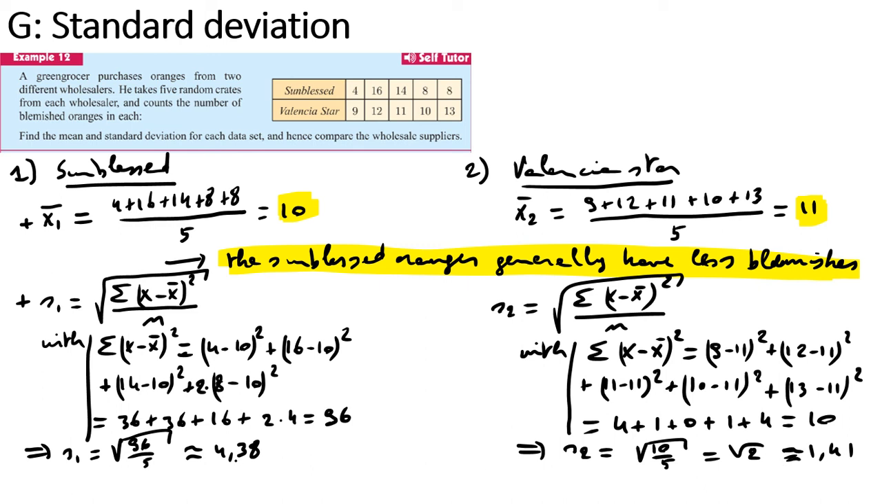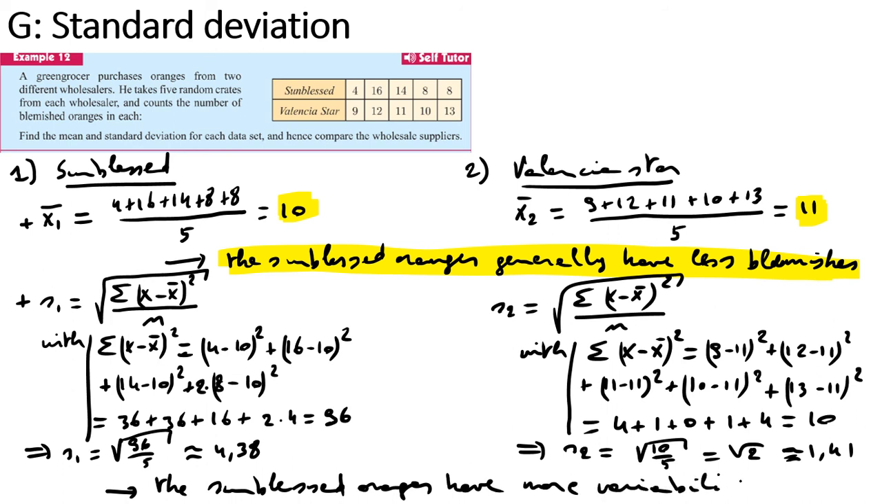So the standard deviation for the Sunblest is larger than the standard deviation for the Valencia Star, so we can say that the Sunblest oranges have more variability. Because here it's 4.38, here it's 1.41.